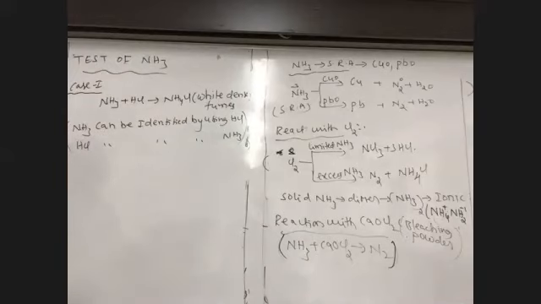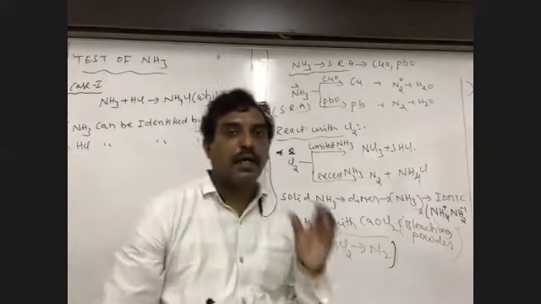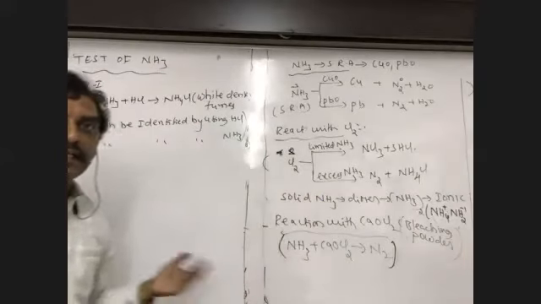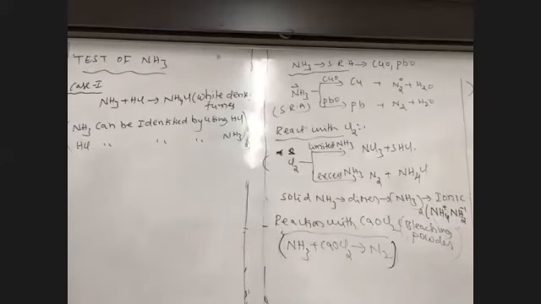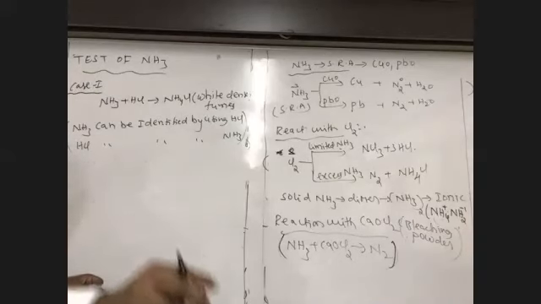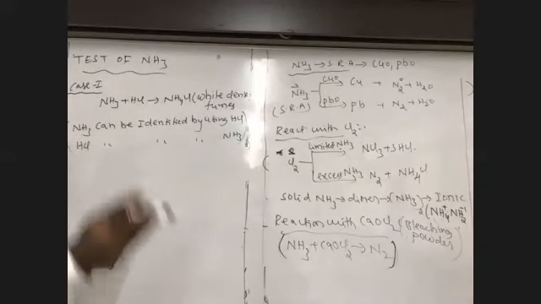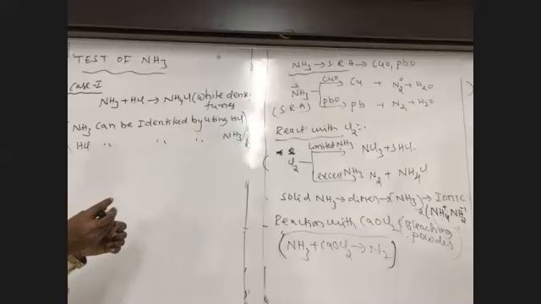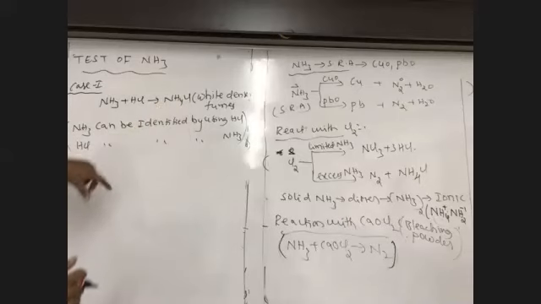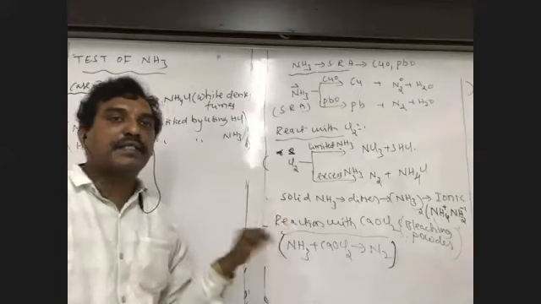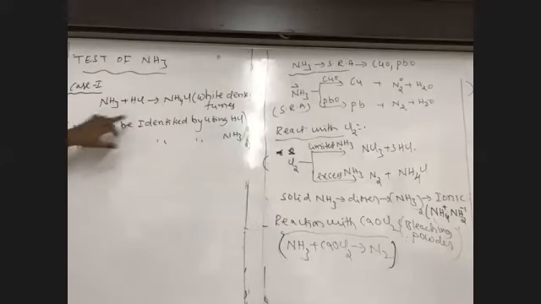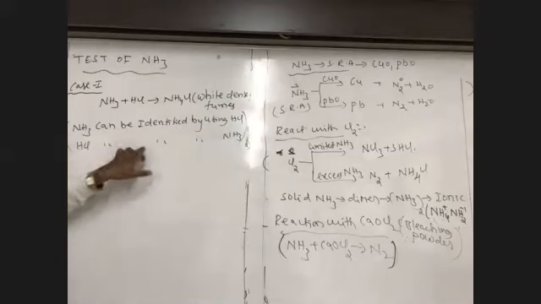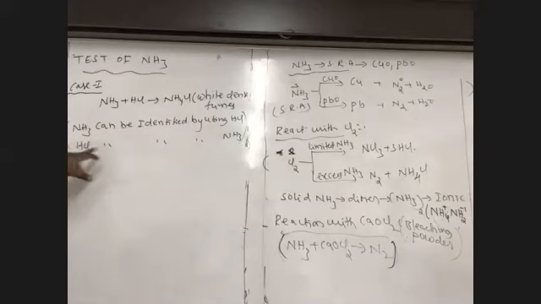In the reverse case, HCl can be identified by using ammonia. Some sample is given. The sample contains HCl. How can you identify it? First, we have to take a glass rod. The glass rod is dipped in ammonia solution, then kept at the mouth of the given sample. If the combination of these two gives white dense fumes, that indicates the given sample contains HCl solution. So ammonia can be identified by using HCl, and HCl can be identified by using ammonia solution.